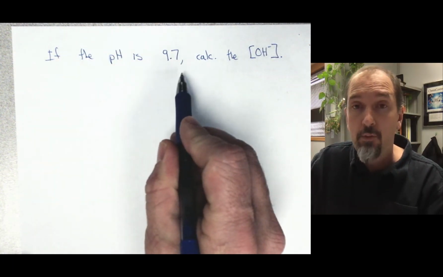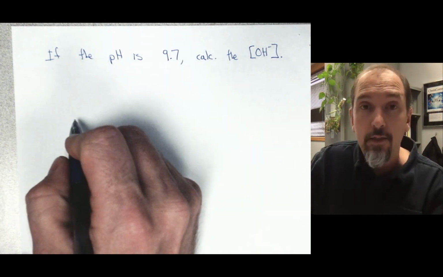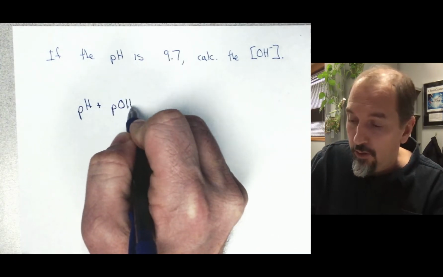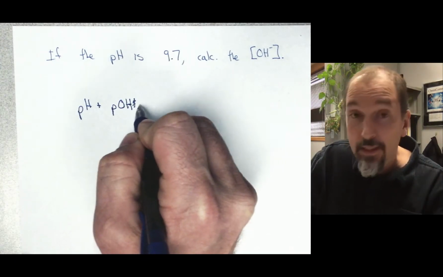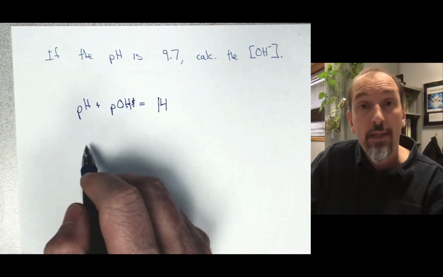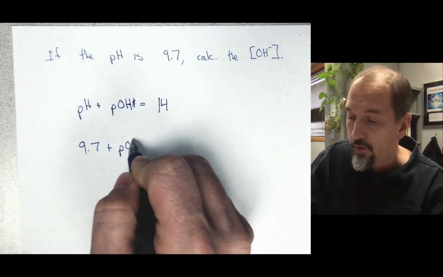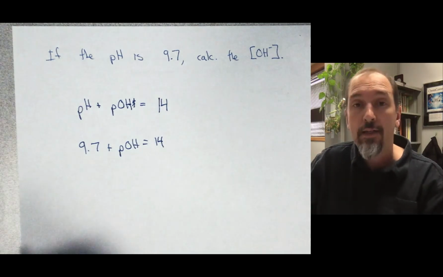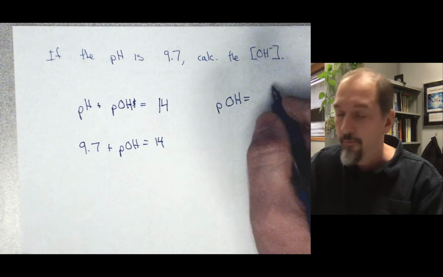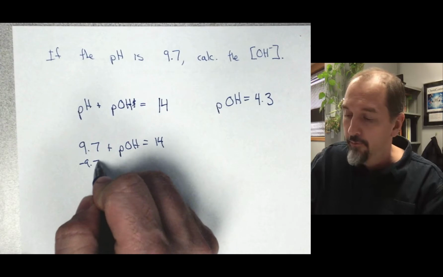The first way that I'm going to work this problem is by calculating what the pOH is. So I'm going to say the pH plus the pOH equals 14. So then if I plug in my pH, 9.7, plus the pOH equal to 14, I can solve for the fact that the pOH equals 4.3. I got that by subtracting 9.7 from both sides.